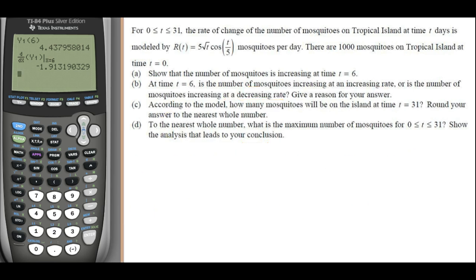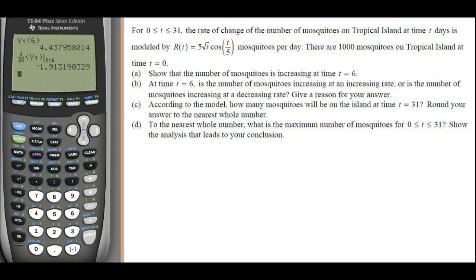All right, moving on to part C. According to the model, how many mosquitoes will be on the island at time t equals 31? So after the 31st day, how many mosquitoes will be on the island? Round your answer to the nearest whole number.